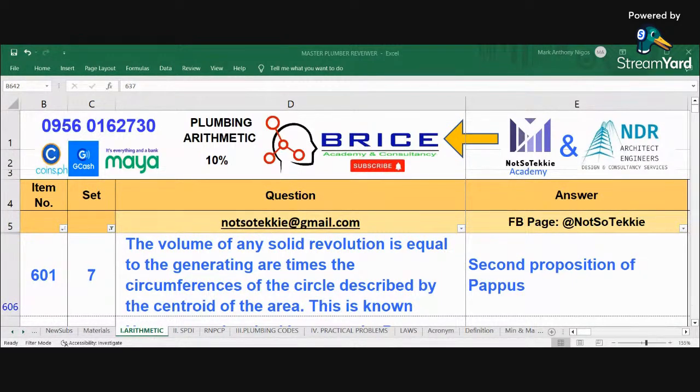Tutuloy po natin ang ating pag-review ng Master Plumber board exam. Board exam, Set 7 tayo. 601 to 650, kalahati ng Set 7.